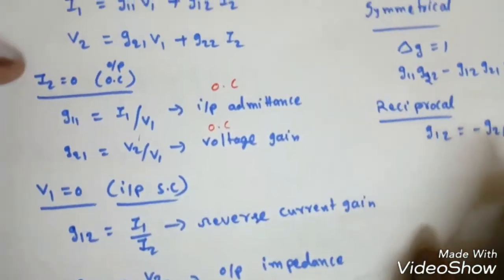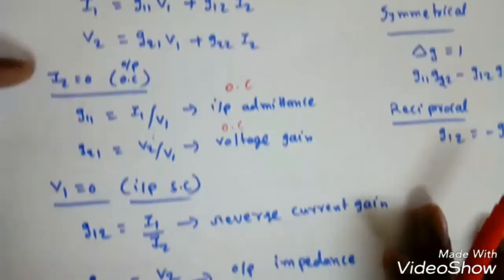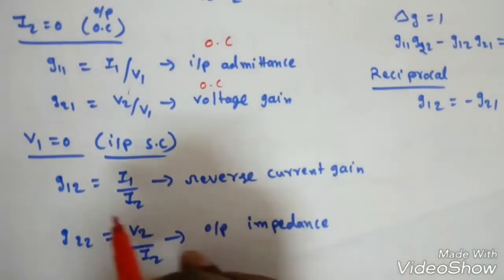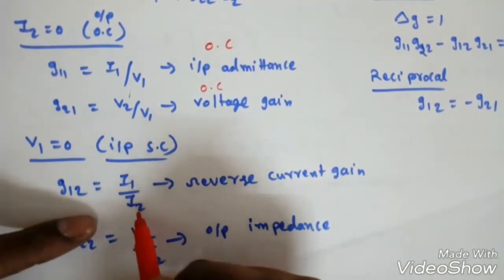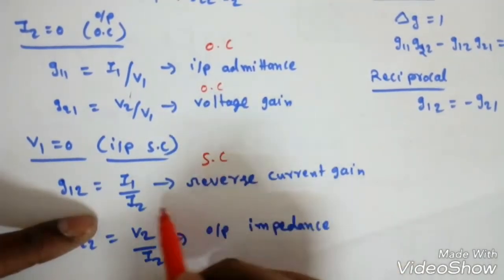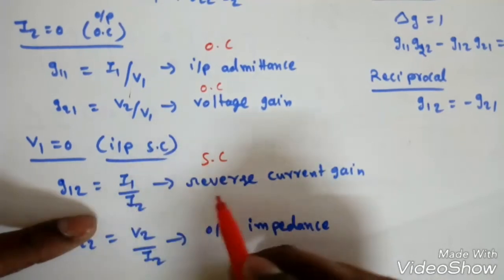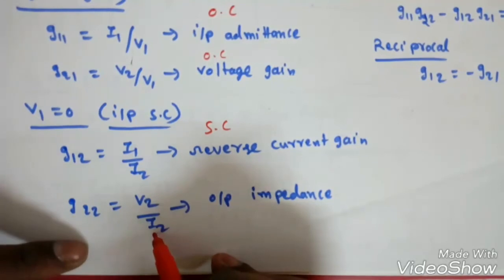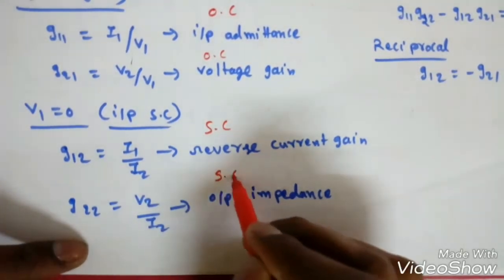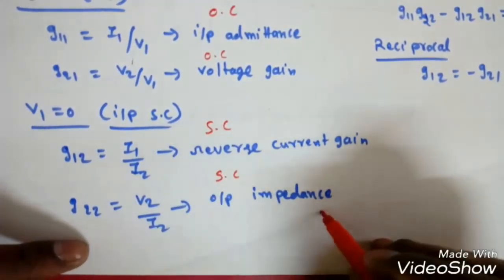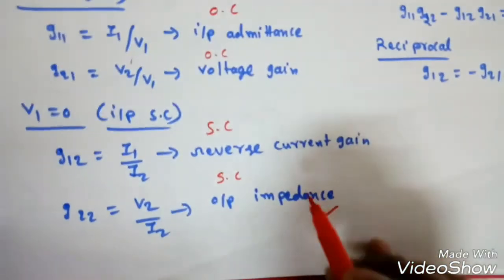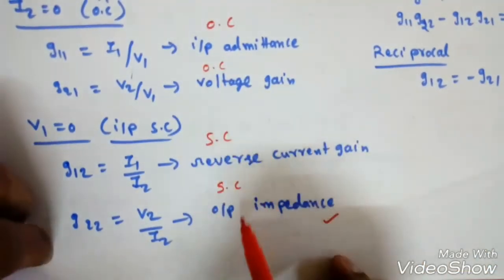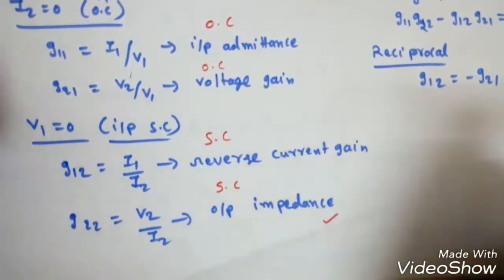Now to find the other parameters, we will make V1 0. V1 0 means input short circuit. If it is input short circuit, we can find the parameter G12, that is I1 by I2. So it is short circuit, see, input by output, so reverse current gain. Similarly, G22, that is V2 by I2, right? So what is this? This is short circuit. V2 by I2 means output impedance, right? It is again the inverse hybrid parameters, meaning it also contains admittance, gains and impedances.